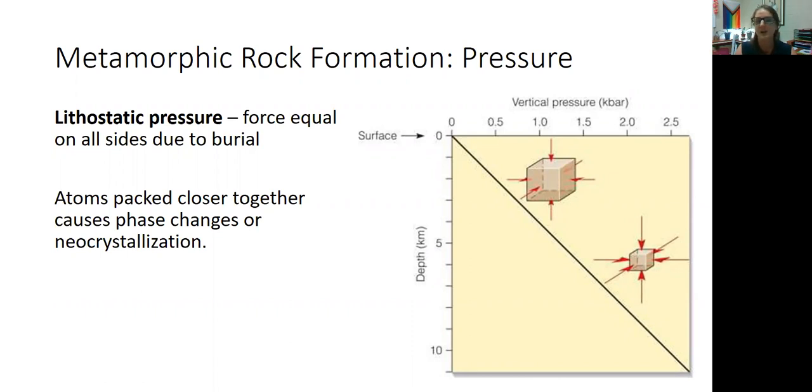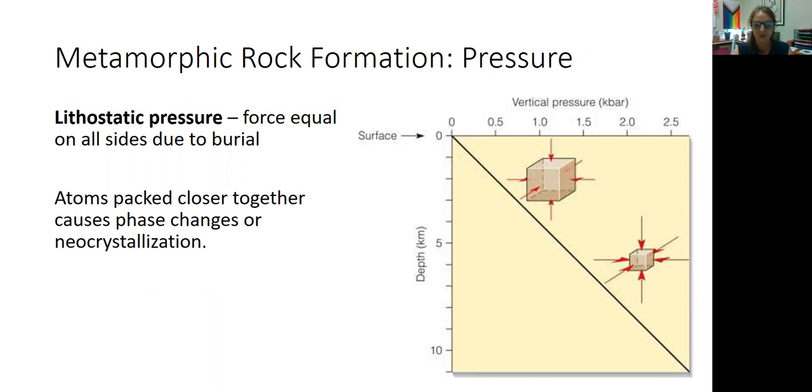You can kind of think of it like you diving to the bottom of a swimming pool. When you dive deeper, sometimes you can't really tell which way is up, which way is down, and that's because the pressure is coming at you from all directions. It's lithostatic pressure. So atoms become more closely packed together. This often results in neocrystallization.